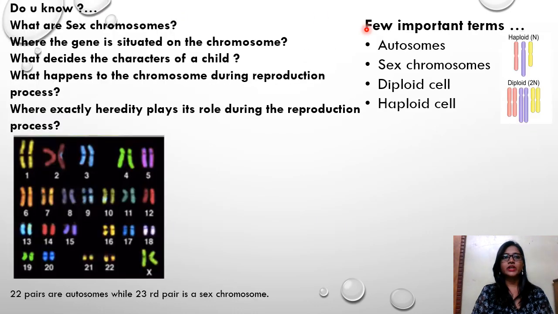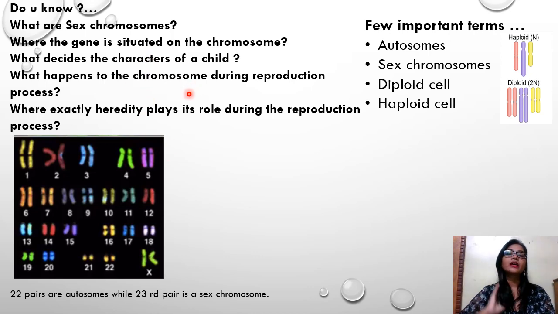Moving to the next, we have a few questions on this slide, and you will come to know the answers when you study this part. I have a few diagrams here, if you're observing the screen. Do you know what the sex chromosomes are? Where is the gene situated on the chromosome? What decides the characters of a child? What happens to the chromosome during the reproduction process? And where exactly does heredity play its role during reproduction? We are going to study all this in detail.